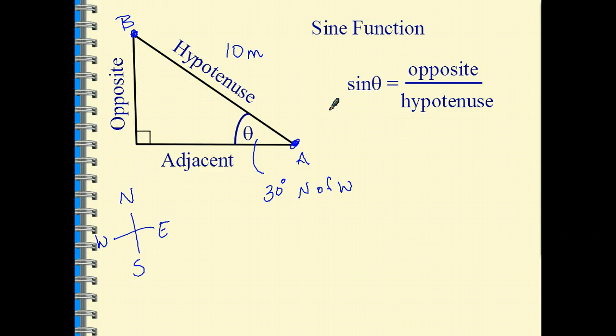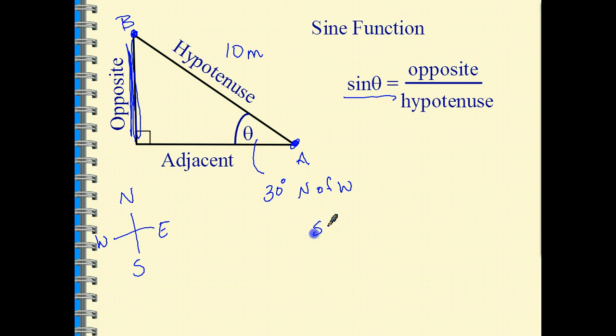Well, my question is, how far north did we travel? How far is B north of A? Not how far are they apart, but how far north is it? So we want to know, what is this distance right here? Well, that is the opposite side of our right triangle, so we can use the sine function to find it.